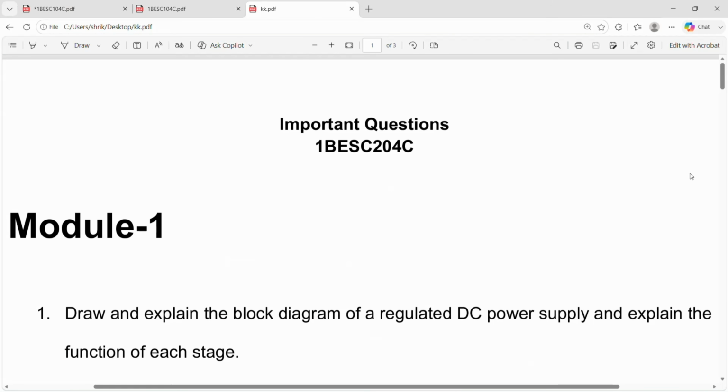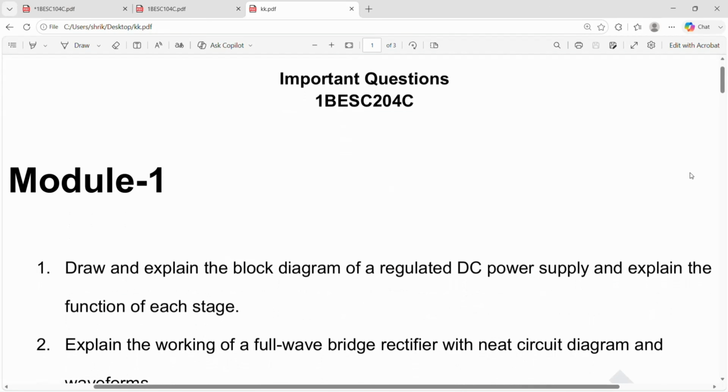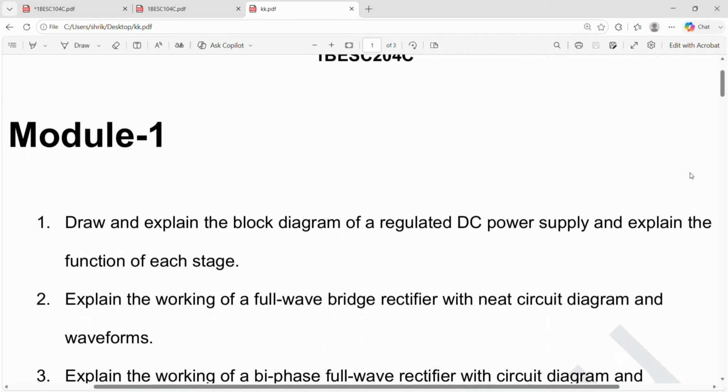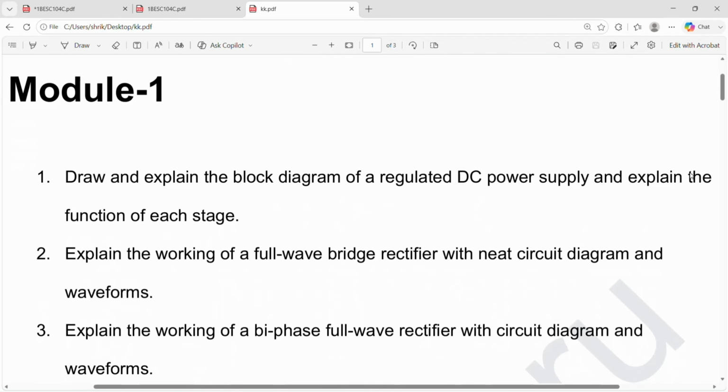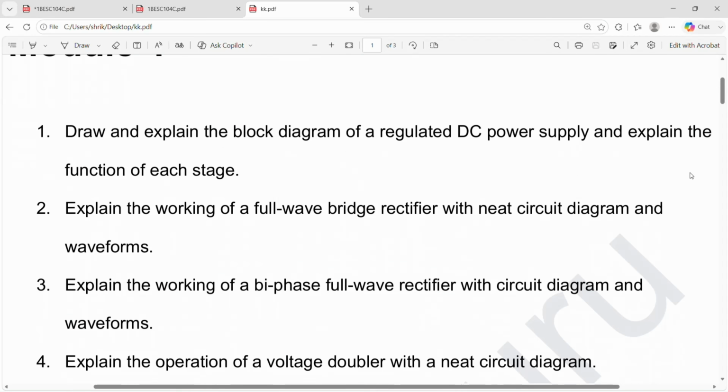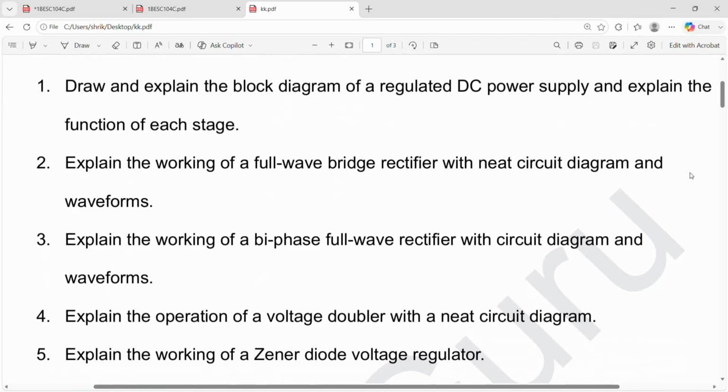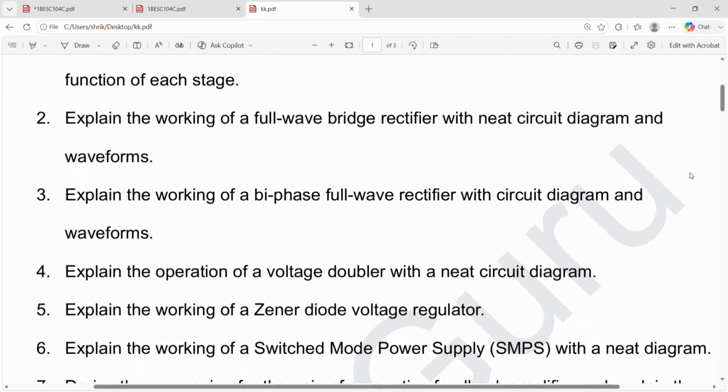First module: draw and explain the block diagram of a regulated DC power supply and explain the function of each stage. Explain the working of a full wave bridge rectifier with neat circuit diagram and waveforms. Explain the working of a biphase full wave rectifier with circuit diagram and waveforms. Explain the operation of a voltage doubler with neat circuit diagram. Explain the working of a Zener diode voltage regulator. Explain the working of a switched mode power supply with a neat diagram.